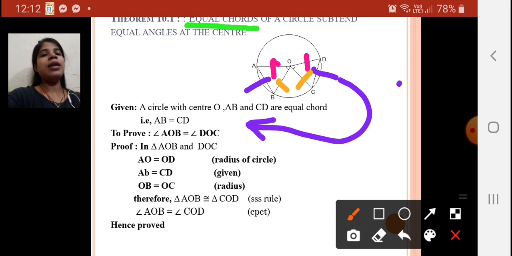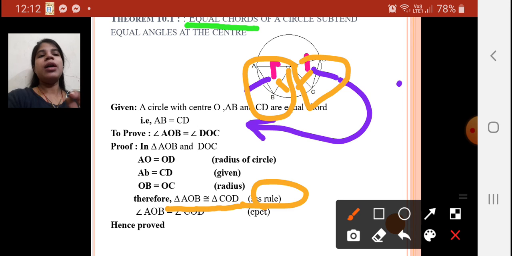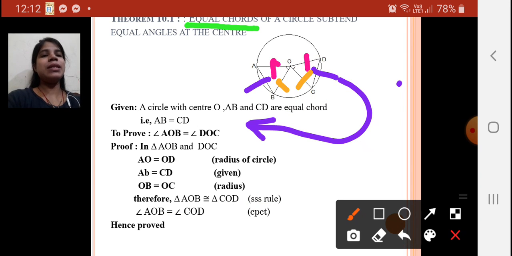Now, by the SSS rule, triangle AOB is congruent to triangle COD. So, by CPCT, angle AOB is equal to angle COD. Hence this is the thing that we had to prove. Hence it is proved.